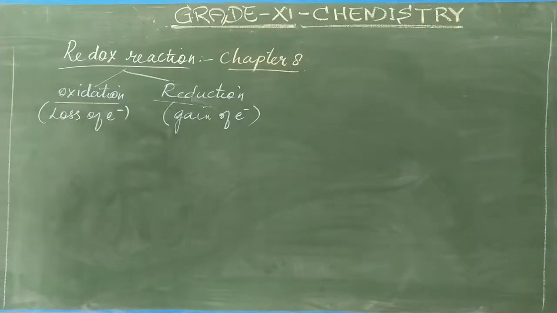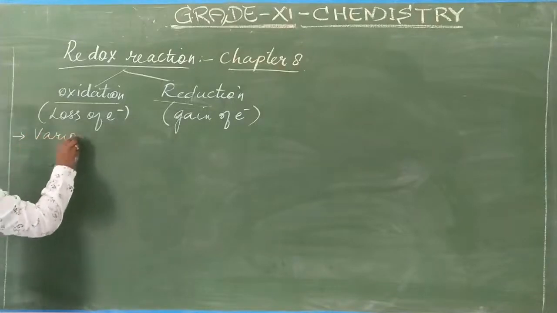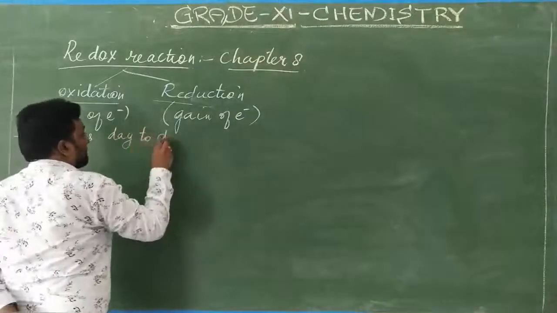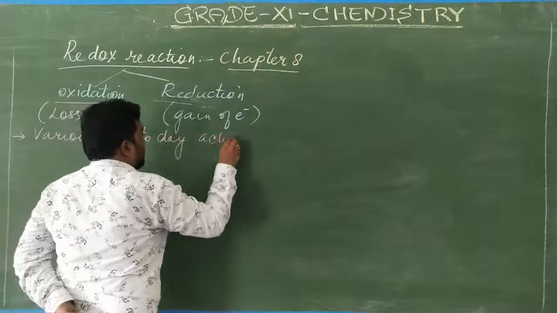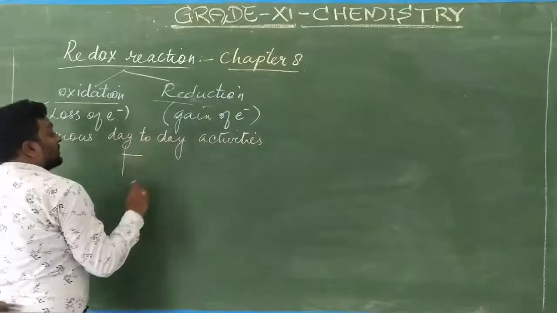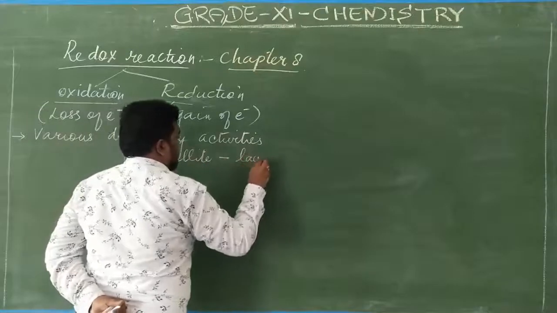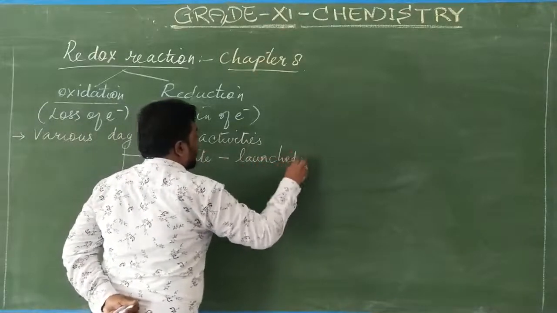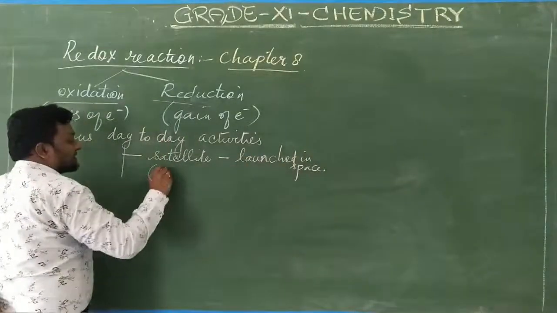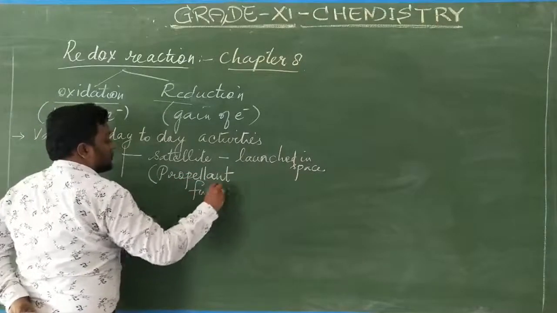So oxidation, the other one is called what? Reduction. Now, this redox reaction plays a significant role in various day-to-day activities, like the satellites. When the satellites are being launched in space, the fuel is called a propellant. Propellant is a fuel which is used in the satellite.